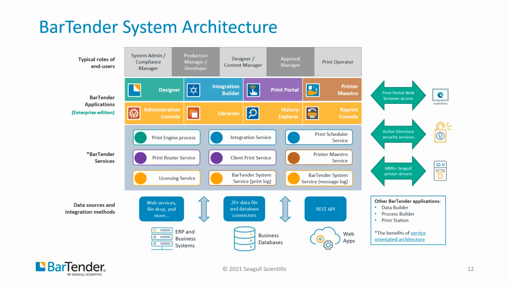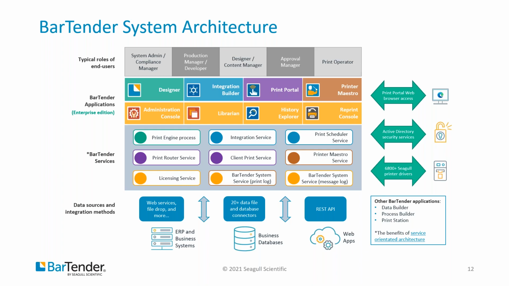And this is very much related to the print scheduler service, which is controlling a collection of BarTender print engines. So the print scheduler service will scale up its use of print engine processes. And we'll talk more about that in a short while. The print router service and the client print service, as you can see, as color-coded, these are related to the print portal web application, and we'll be talking more about that a bit later.